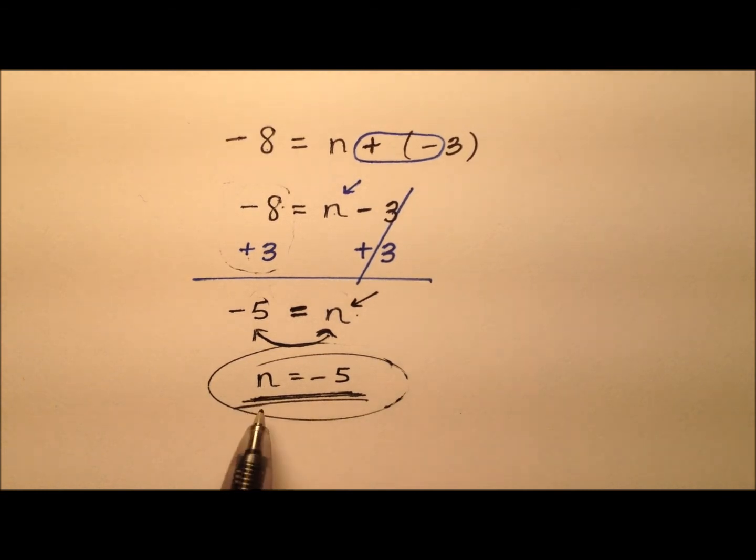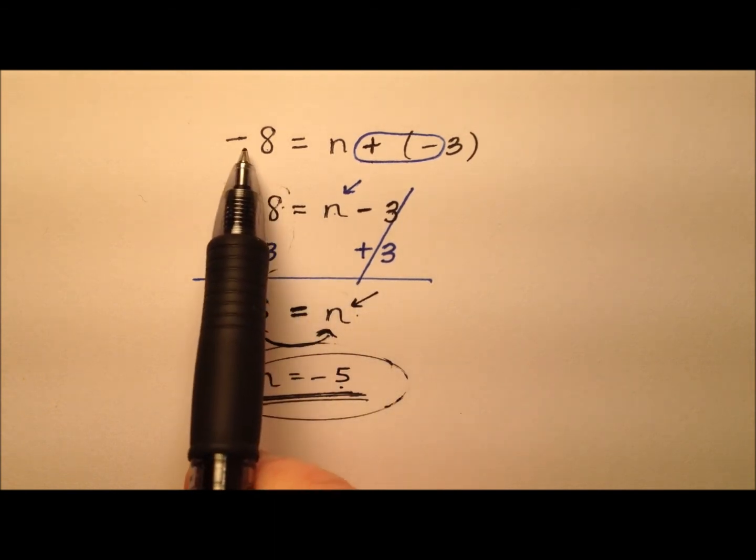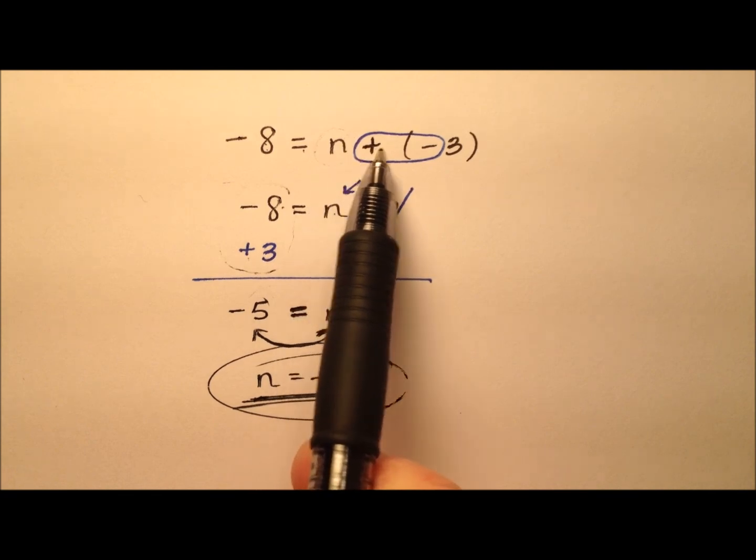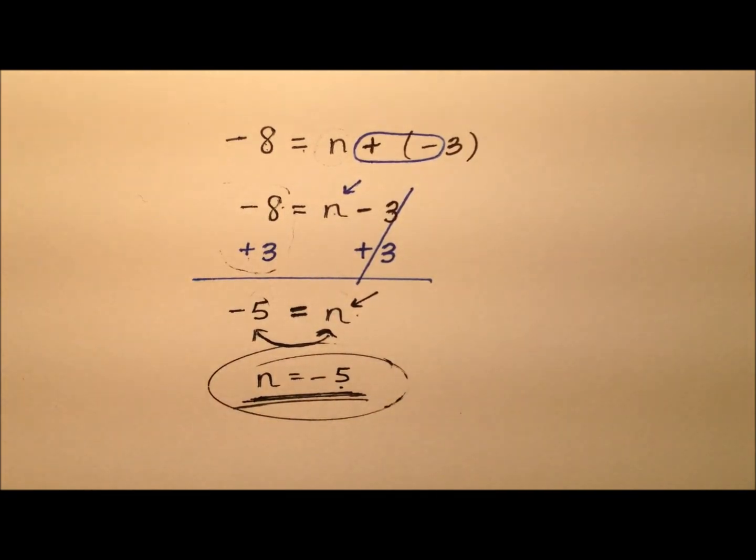So in this example, the value for our variable n is negative 5. So we see that negative 8 equals negative 5 plus a negative 3, which indeed it does.